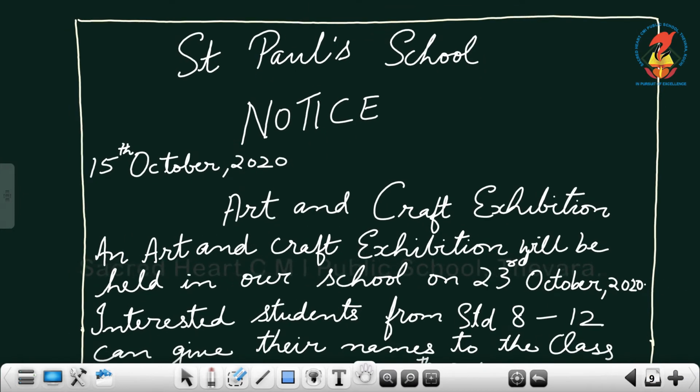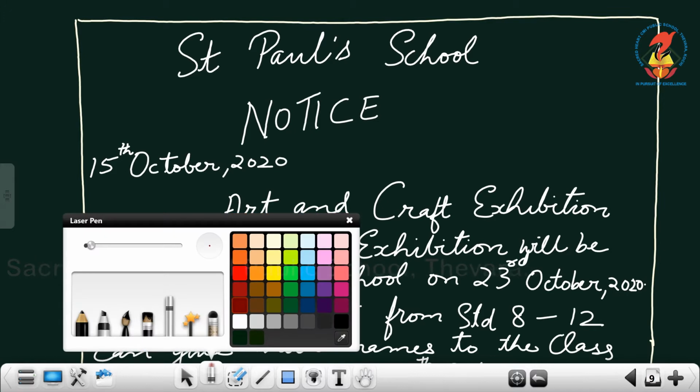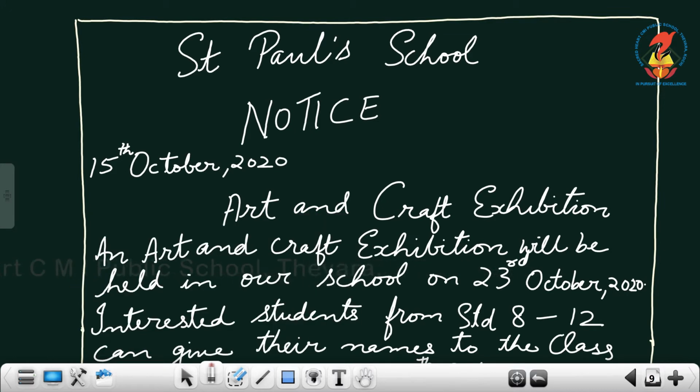Now let's see how will you write this. So already the name of the organization was given, isn't it? What is the name of the organization? St. Paul's School. You will not write your own school. If the name of the organization is given in the question, you will write that only. So, St. Paul's School. After that, you leave a line and write the word notice in block letters, in capital letters. Okay? Then leave a line and write the date.